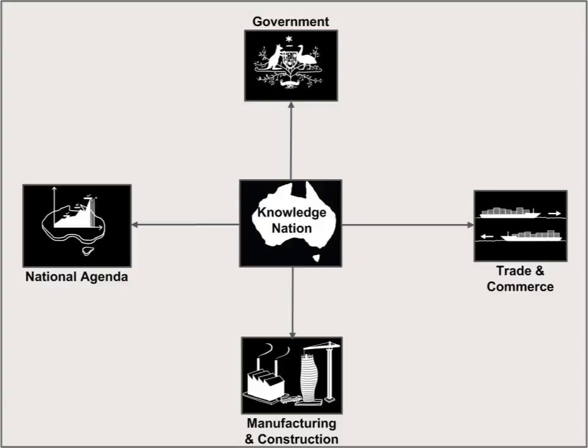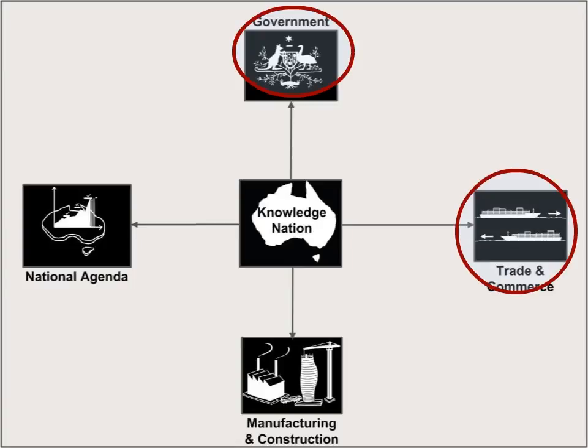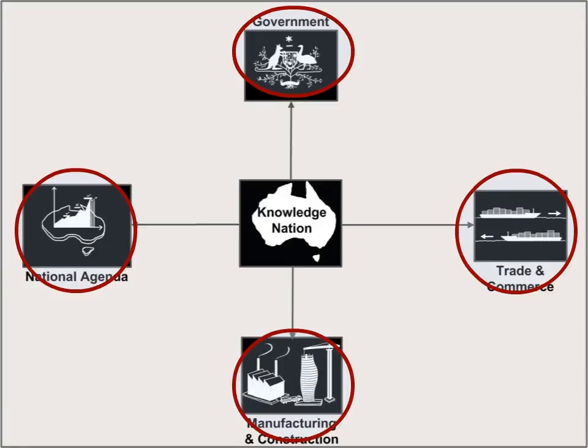An explicit structure can also help your audience understand your graphic. This is the sort of structure I see in that knowledge nation diagram. 4 quadrants defined by government, trade and commerce, manufacturing and construction, and national agenda. These are the 4 entities that must be strong if Australia is to grow as a knowledge nation.